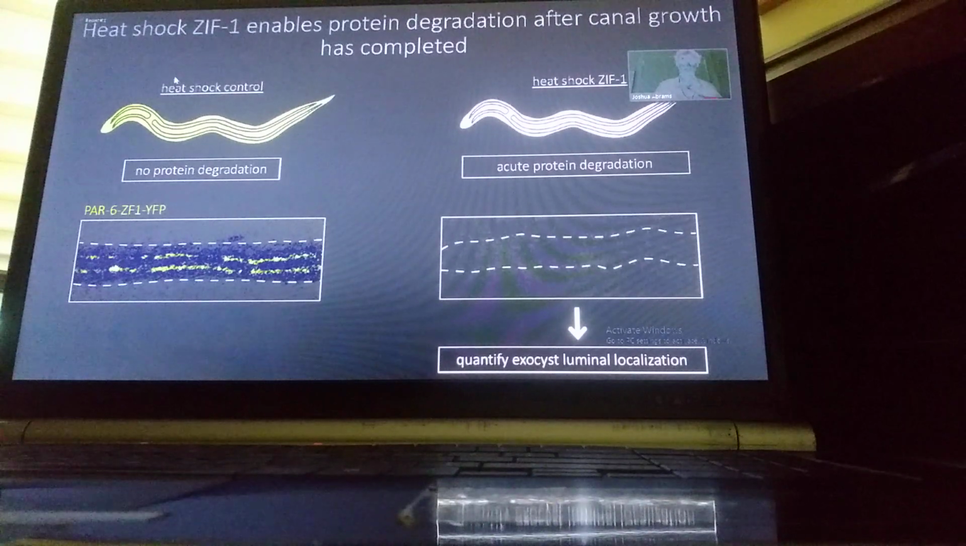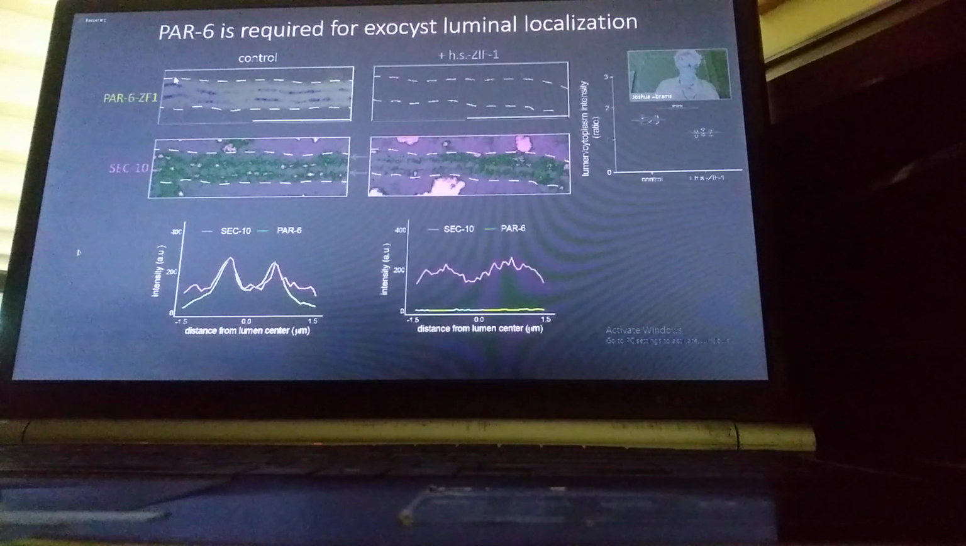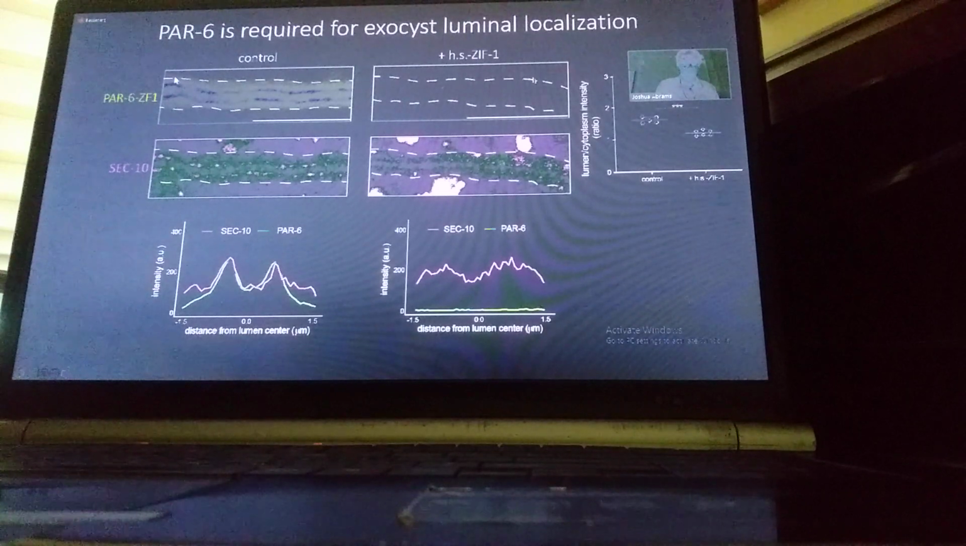So using this, we can then go back and look at the localization of exocyst components in the loss of PAR6. So for this experiment, I'm using PAR6 again with the ZF1 tag and looking at Sec10 in the red channel here, which is nicely localized to the lumen, just like PAR6. When you activate ZIF1 to remove PAR6, you actually see that there's a change in the distribution. So now it becomes more cytoplasmic, which you can appreciate in this trace, along with the quantification I'm showing here, which is a ratio of the luminal to the cytoplasmic intensity of the Sec10 signal. So you can see that that's going down after loss of PAR6.